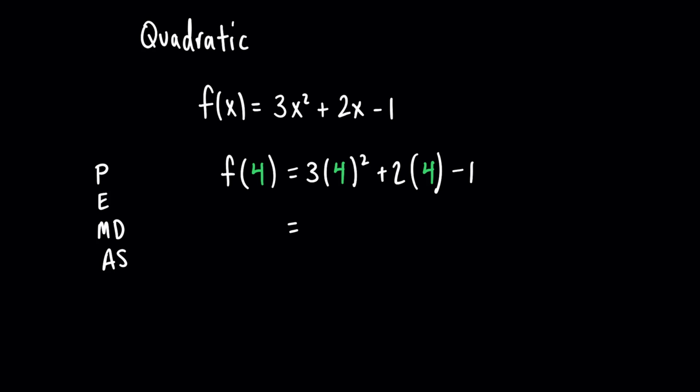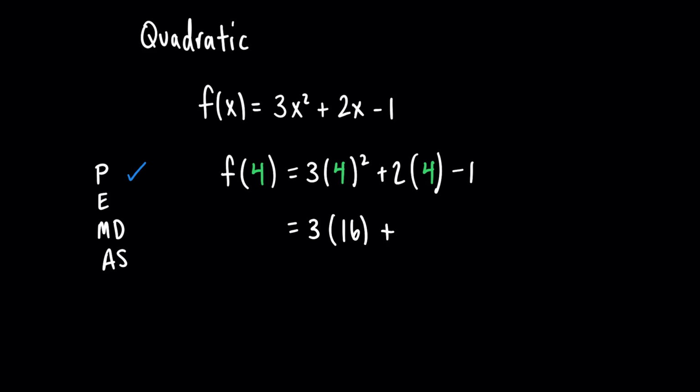So in our case, do we have parentheses? Yes, I guess technically we have parentheses here, but there's nothing we need to do inside the parentheses. It's not like we're adding or subtracting or multiplying or anything inside. So we don't have to worry about parentheses. So the parentheses are good to go. How about exponents? Yes, we do have exponents, so we need to do that first. So we're going to leave the 3 there, and we're going to do 4 squared. 4 squared is just 4 times 4, so that's 16.